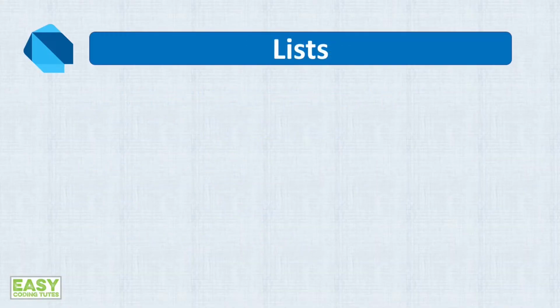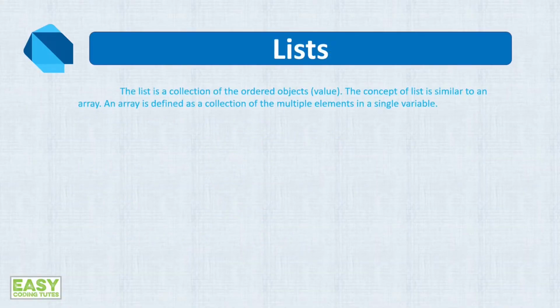The next is lists. A list is a collection of ordered objects. The concept of a list is similar to an array. An array is defined as a collection of multiple elements in a single variable, where list is equal to [1, 2, 3]. So we have brackets, inside that we have some integer values 1, 2, 3. So this is a list.